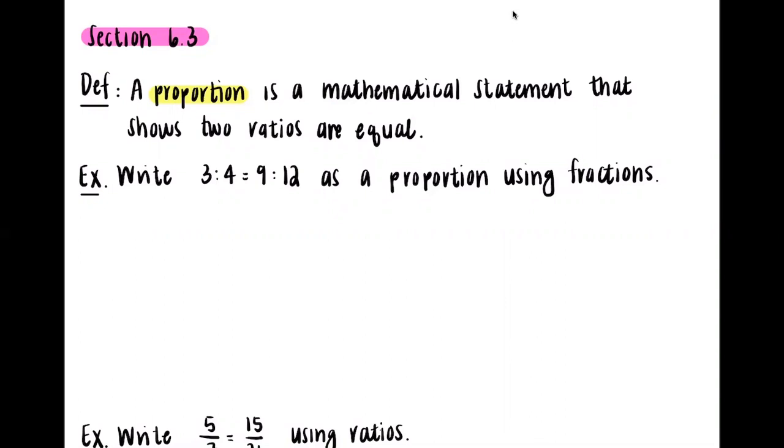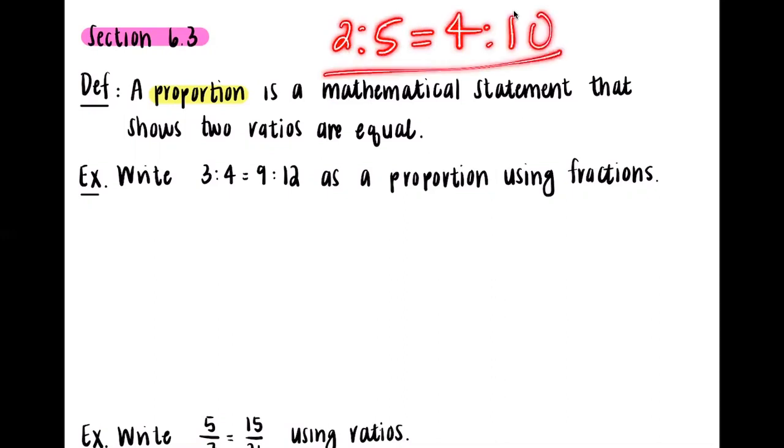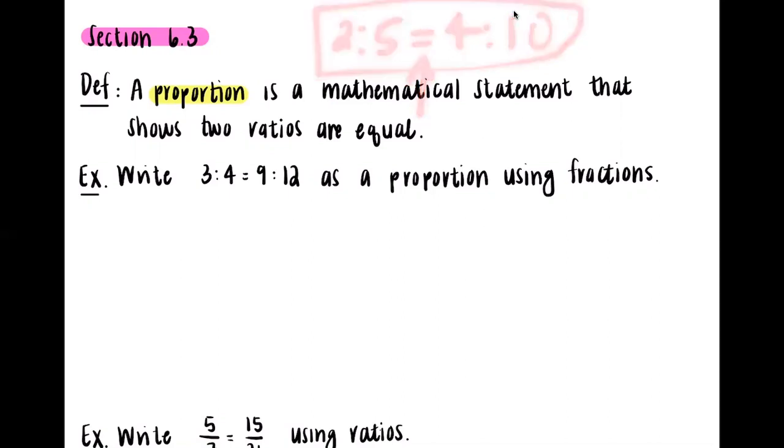And now we're going to talk about a proportion, which is a mathematical statement that shows two ratios are equal to one another. So what we're saying is we're going to have two ratios. So let's say we have 2 to 5 is equal to 4 to 10. So this is now a mathematical statement because we're involving an equal sign. We're expressing that these two ratios are equal to one another.